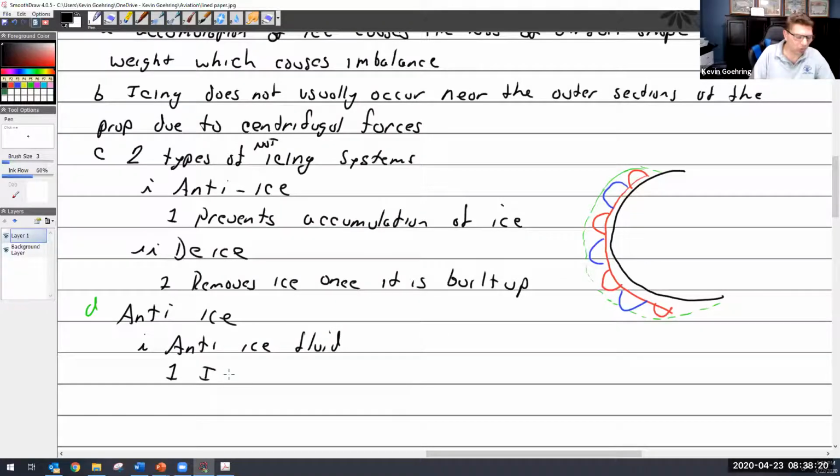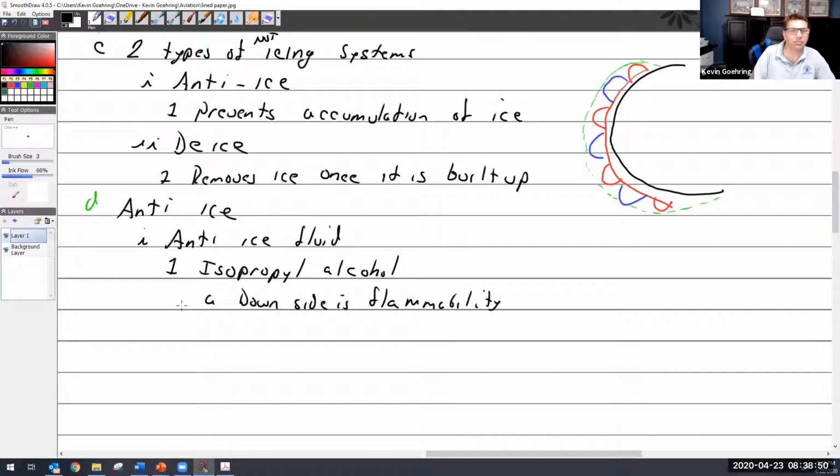One of them is isopropyl alcohol. That's good stuff. The downside is flammability. You don't really want to spray something that's flammable all over the front of a hot engine, but that's what it does.